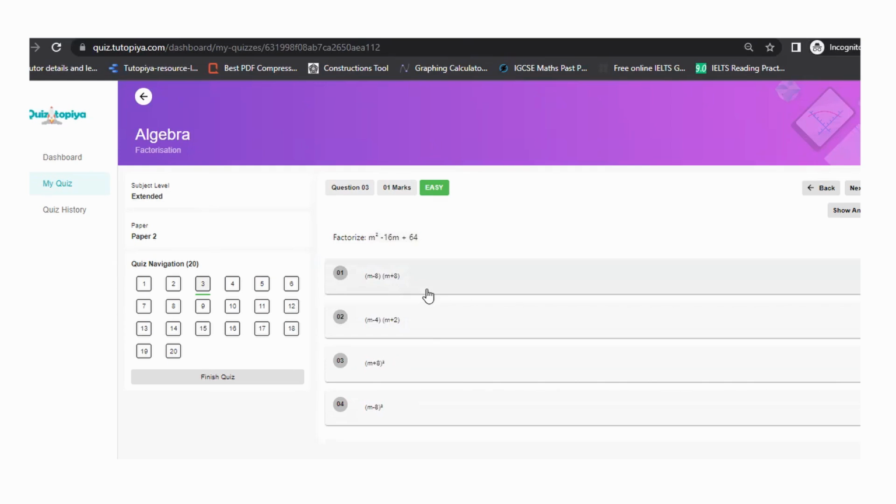These questions are developed by studying and going through a lot of past paper questions and covering all the codes, 0580, 0607. So this is very helpful and very interesting. So let us see. Okay, let's try this. Factorize m squared minus 16m plus 64. What do you think is the answer? I need answers in chat, please. Is it the first answer, second, third, or the fourth answer?